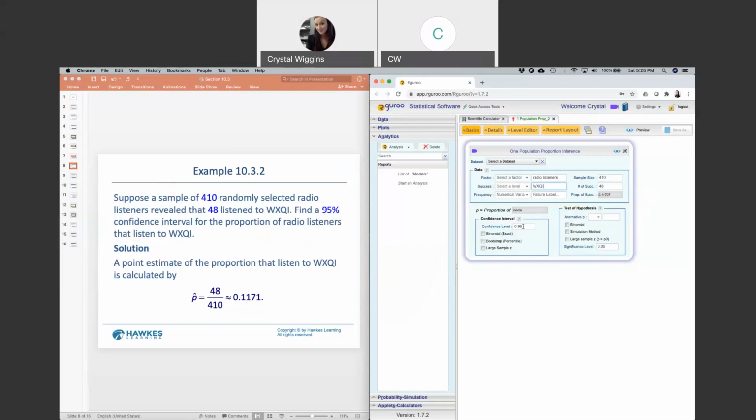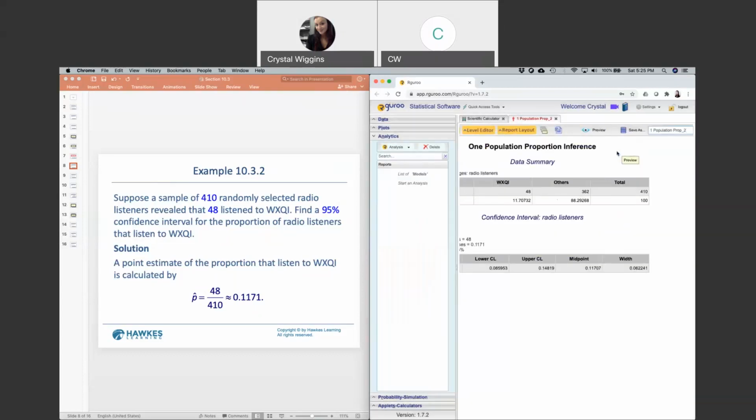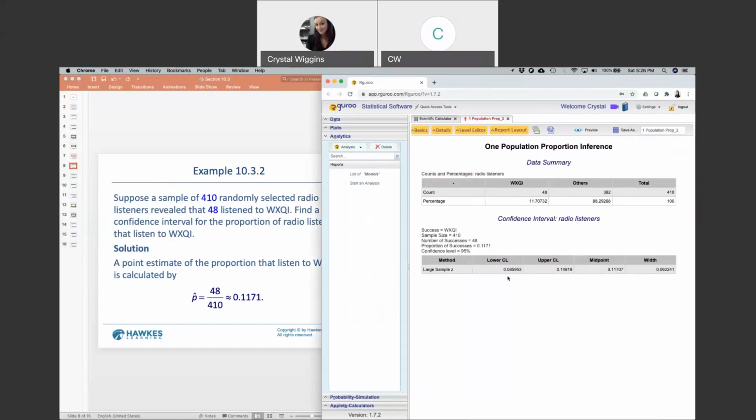The only other thing is to make sure your confidence level is set. The default is always 95%, and always select the large sample Z. We want to use a Z distribution. In our output, let me just make this bigger. There we go. We can see that they give us the percentage. That was our p hat, but now it's in percentage form. So 11.7% of listeners in the sample listened to that specific radio station.